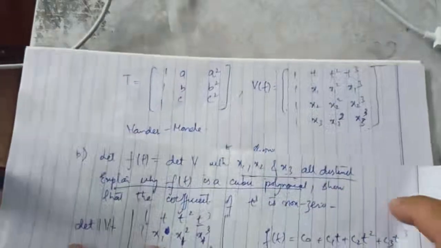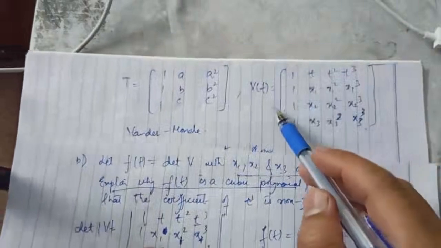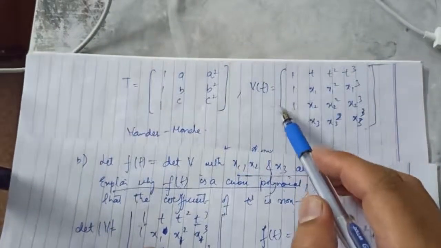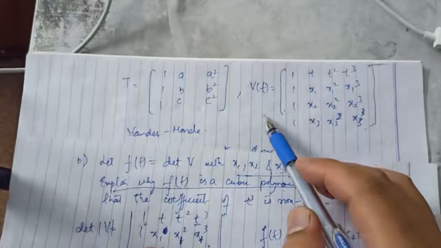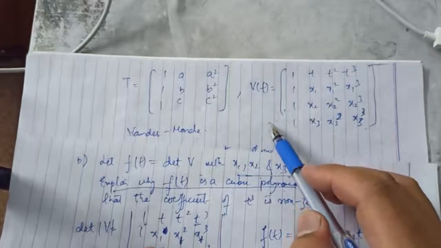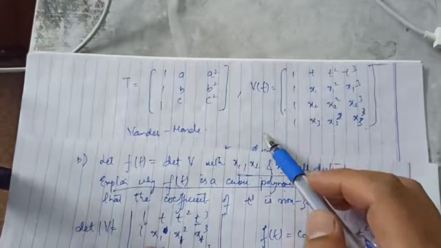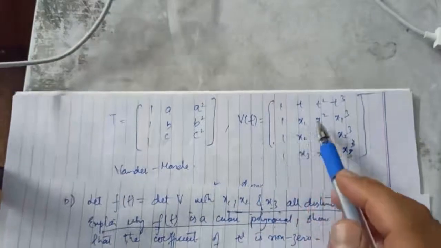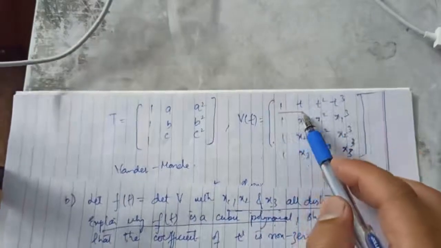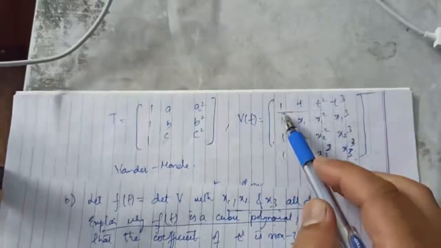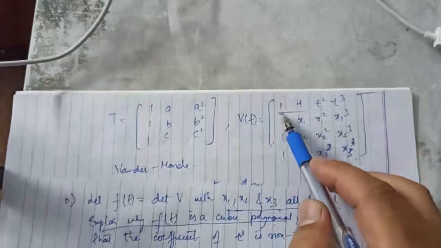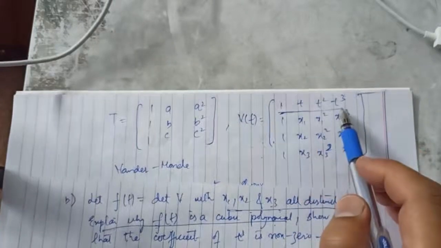So it means if I have this matrix V of t, what I have to show here is that its determinant, if I take this determinant, it is a function of time, and it results in a cubic polynomial, right? In order to show that, you can see here that if I expand it from the first row, that can give me an easy interpretation.